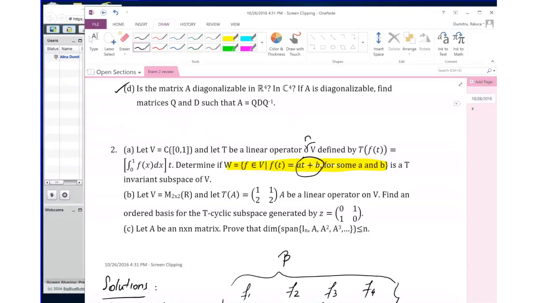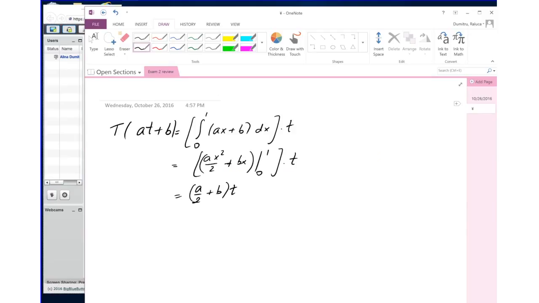So now, is this result of the form of an element in W? An element of W is a linear function of t. And we got something times t. It is linear, so it is in W.